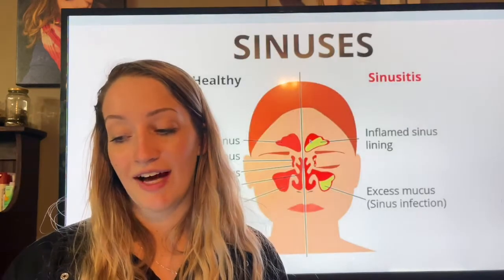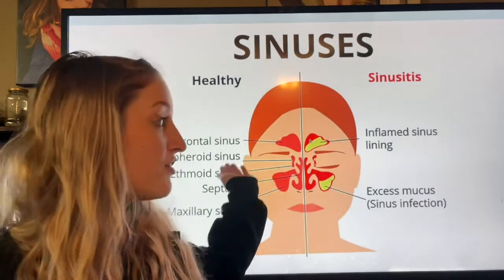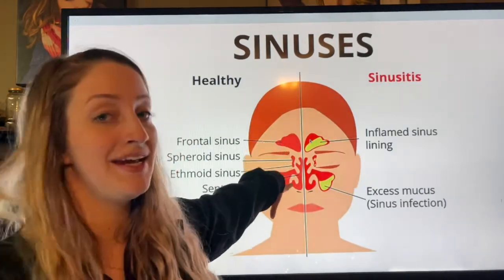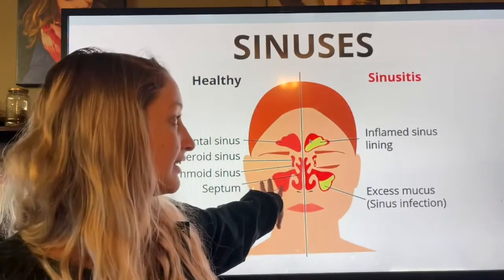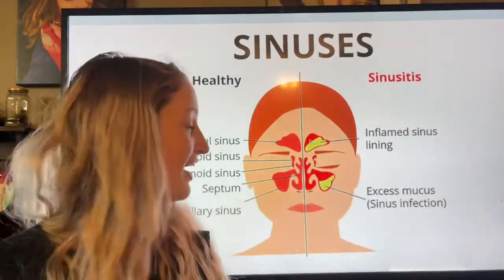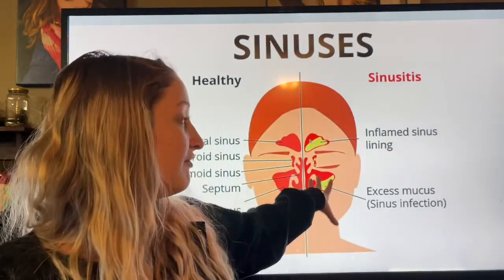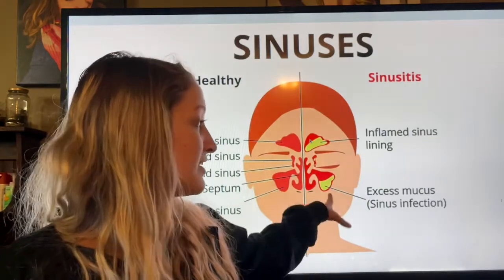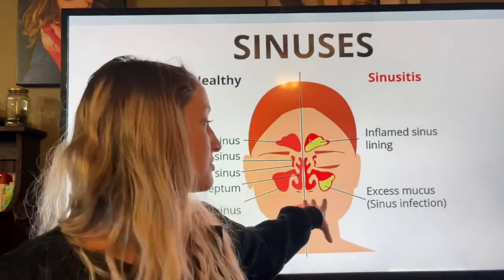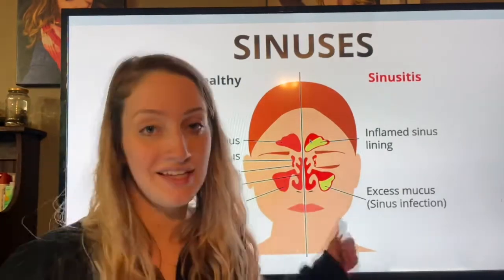So here I've provided a picture of the sinuses. Over on this side we have the healthy sinuses, which look really pink. There's not any excess drainage in here. And then on the side of sinusitis we have tissue lining of the sinuses that is very inflamed and red, as you can see in this picture. And also there is a lot of drainage, which patients will most likely complain about when they come in with sinusitis. And you can see that in the picture.